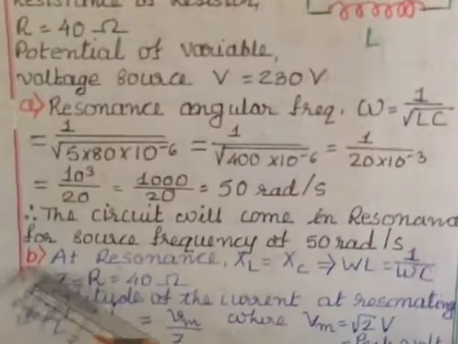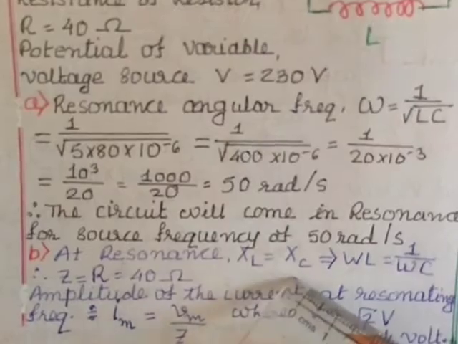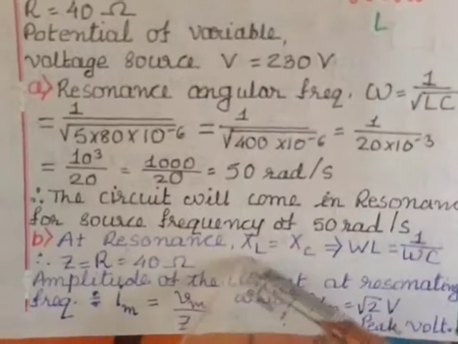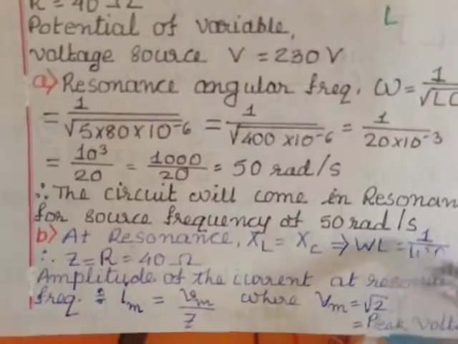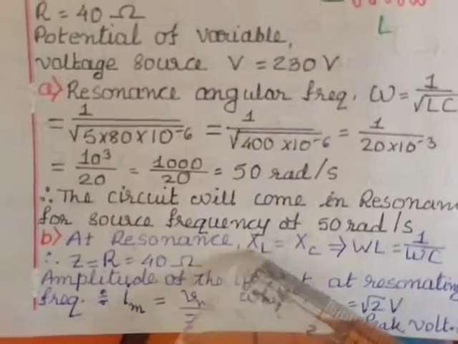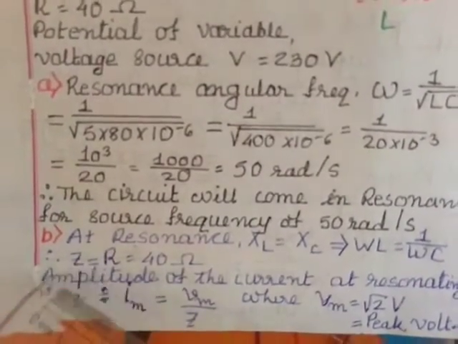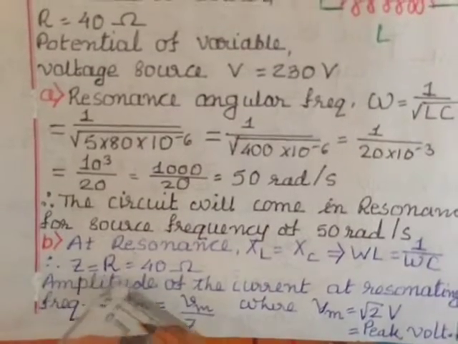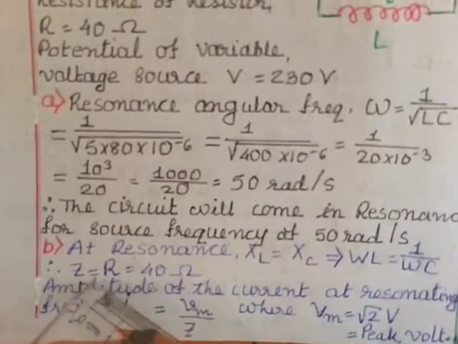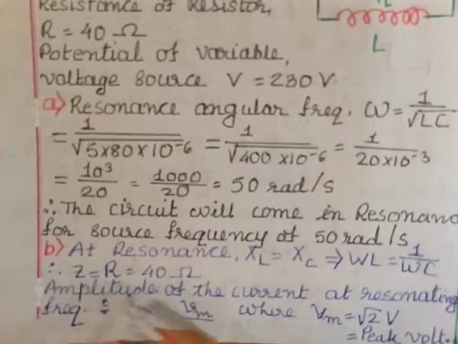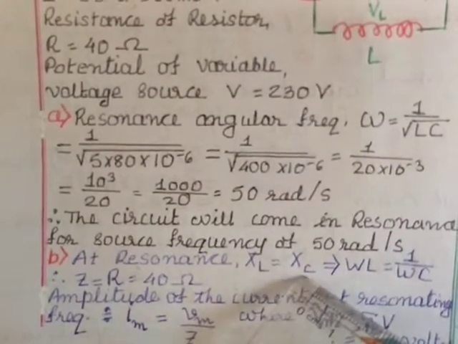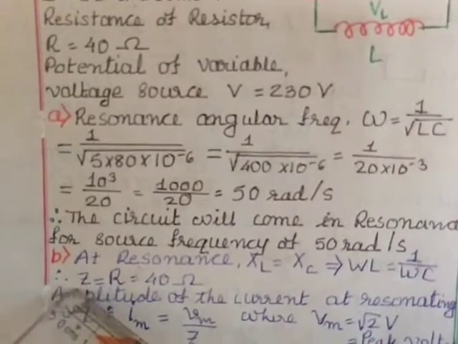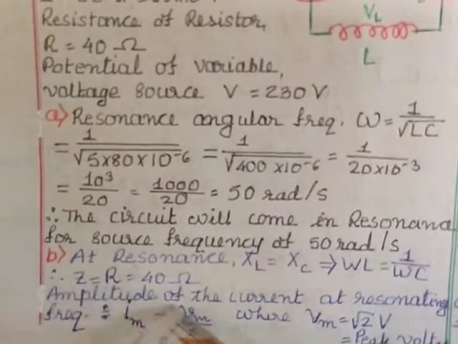Part B. At resonance XL equals XC. This implies XL value is omega L, XC is 1 by omega C. And at resonance, when XL becomes XC, the impedance Z becomes equal to R, that is 40 ohm. So impedance Z equals 40 ohm. Why? Because it is resonance, XL and XC are the same. Therefore, the resistance becomes equal to the impedance.